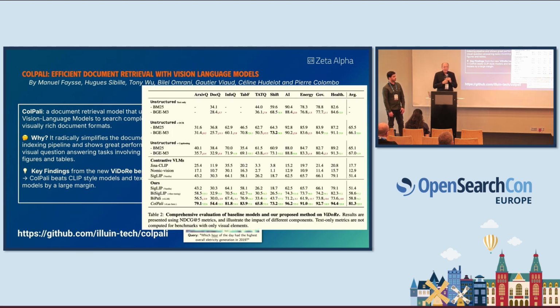But not only is it very cool, it also works very well. In the paper they showed that if you contrast this approach with the more classical retrieval methods based on text transcriptions of these documents or based on CLIP models, ColPali pretty much blows all of these approaches away on this benchmark. Batu will talk more about that benchmark.